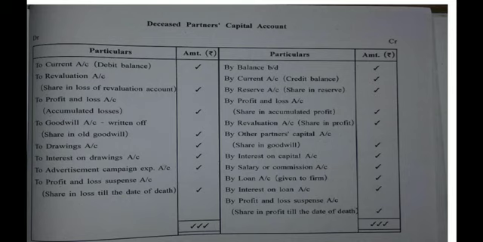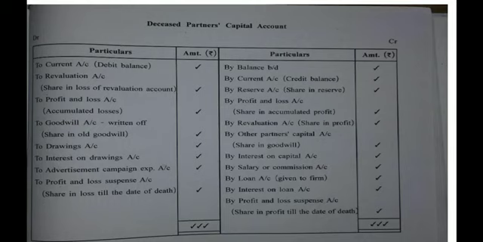Then to drawings account, interest on drawings. This is all going to be provided in the question. Drawings of course is deducted from partner's capital. Also interest on drawings. If you remember this point, in final accounts we are doing this. Even in standard 11th, while we were doing final accounts of sole proprietor, we used to deduct the amount of drawings as well as interest on drawings from the balance of capital.